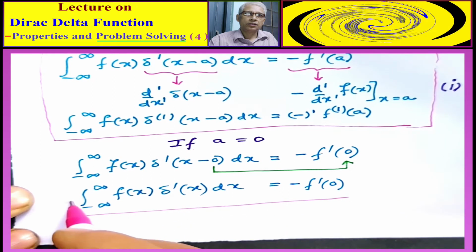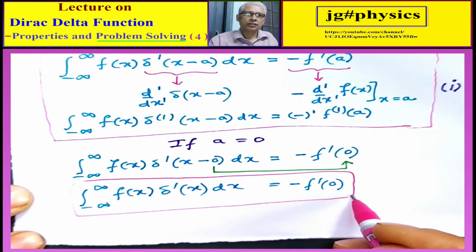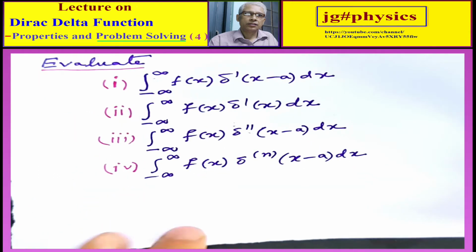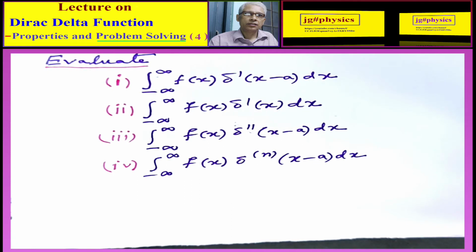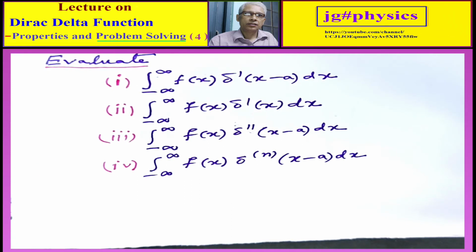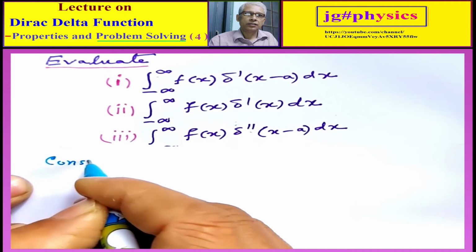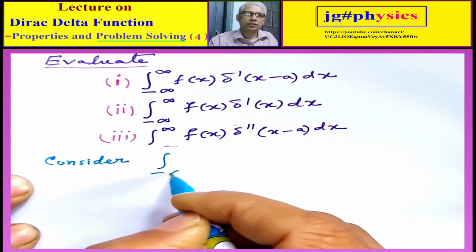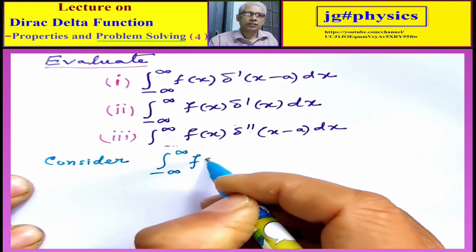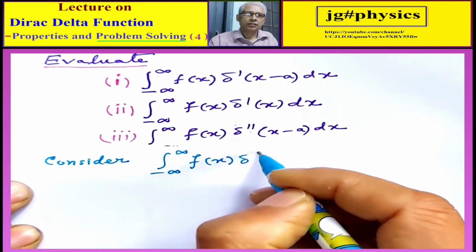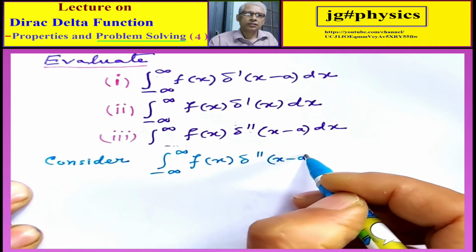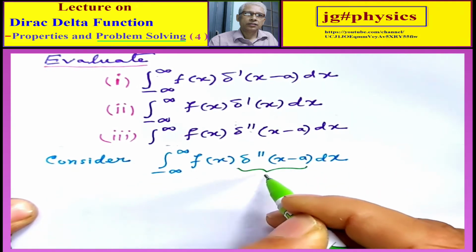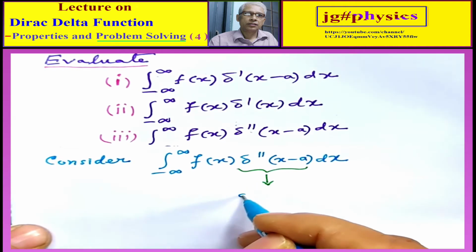So this is in fact the second relation that we were asked to evaluate. Let us now consider the third relation. We consider the integration as given, and it involves the second derivative of the Dirac delta function. Let us write it or show it explicitly.